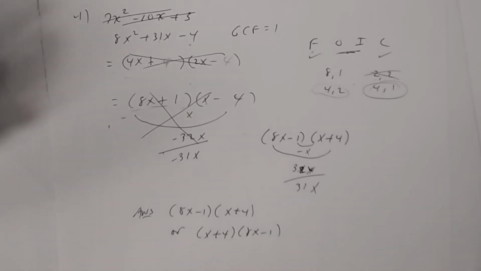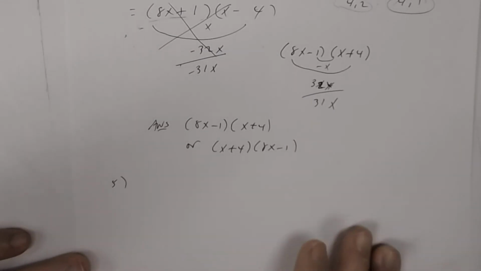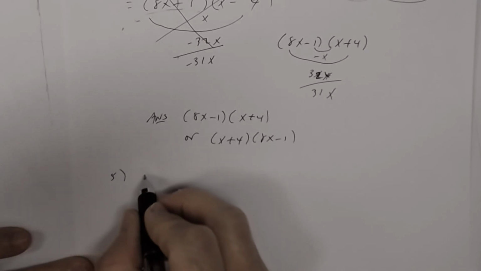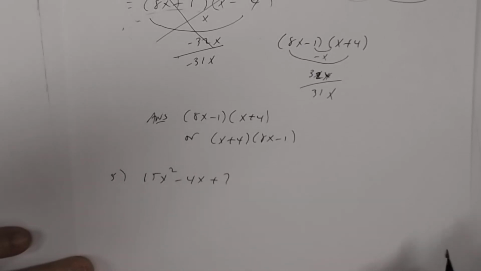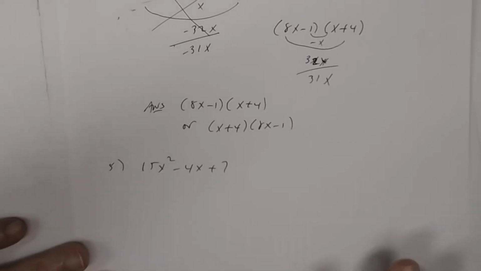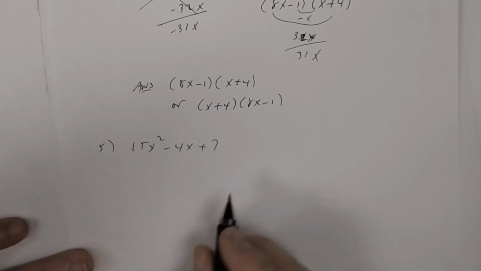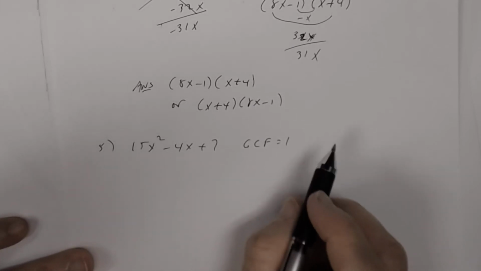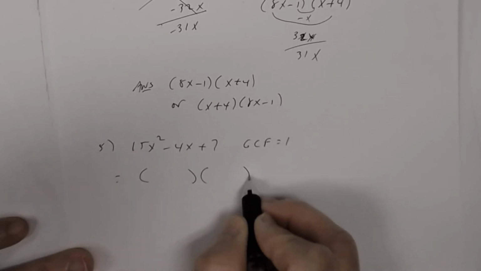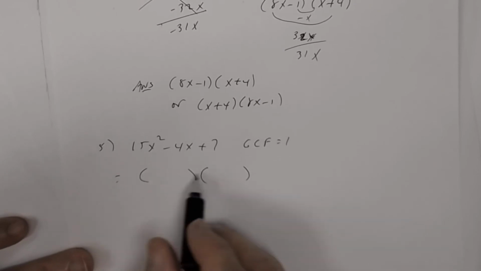Okay? All right, and then let's look at this one, number 5. Suppose in number 5 we have 15x squared minus 4x plus 7. So it's in descending order. What's the GCF? GCF is 1. And since the GCF is 1, we're going to go directly to the two binomials, just like that. And so let's just try some possibilities.